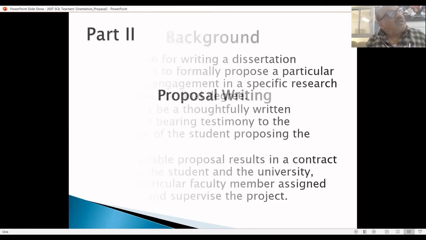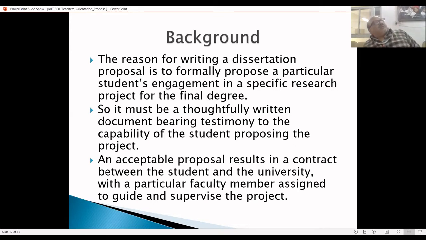So now, let's move to the proposal. Why do we need a proposal? Well, a proposal is actually a formal agreement between a candidate and the department or the school. It is a formal agreement. And this proposal also gives us an idea about the capability of the student, and the standard of the dissertation to come.